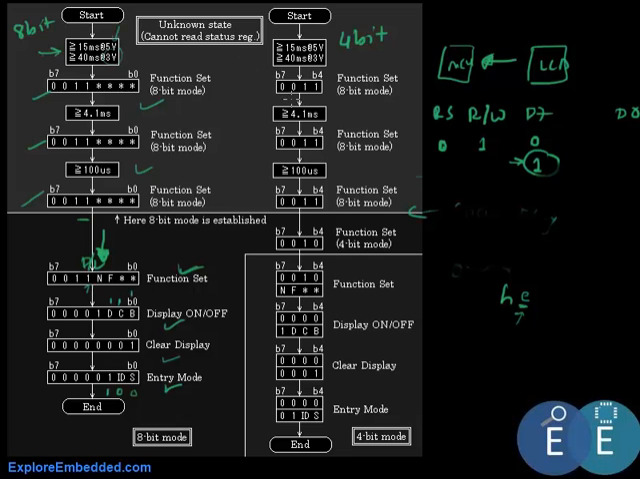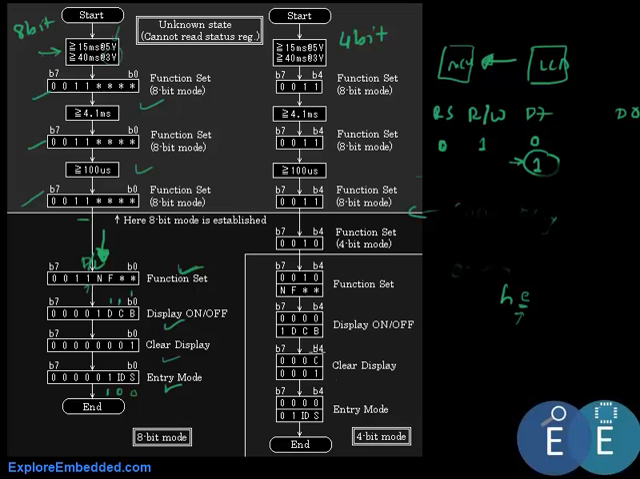Now for the 4-bit mode, it's similar. The only thing you could observe is that only B4 to B7, or D4 to D7, the 4 data lines, are connected. So again we do the same thing. We send the function set 3 times, and then we set the 4-bit mode with this command.